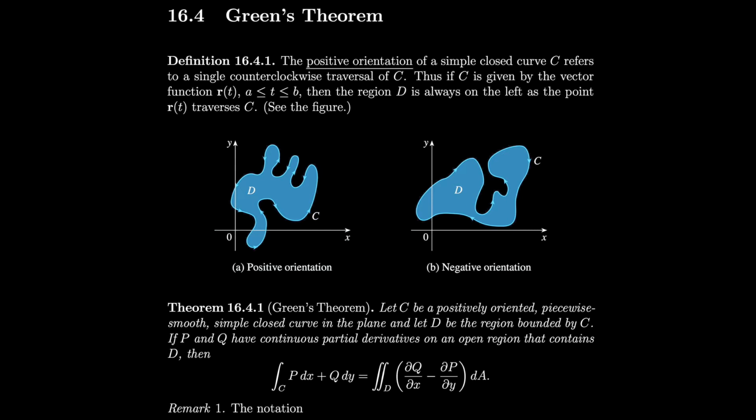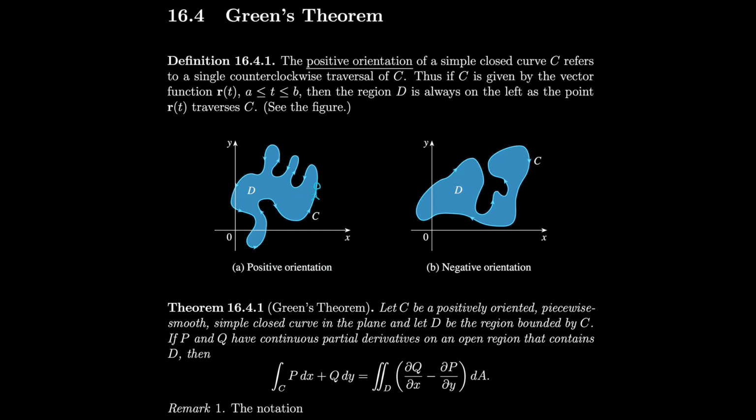So imagine that we have some person standing along the curve and they just walk along. Notice that if you look at the person's left hand, it points towards the curve, inward. So that's what we mean by positive orientation.